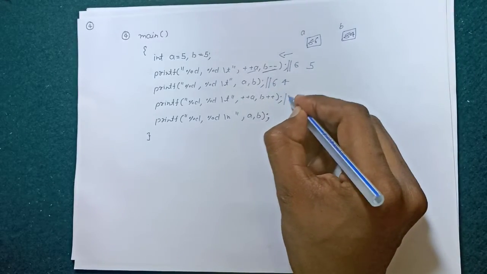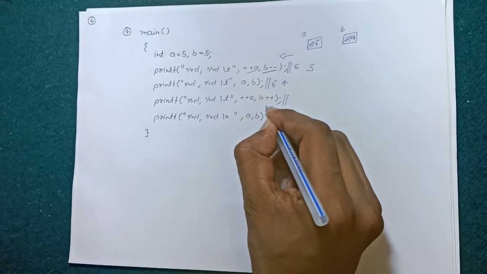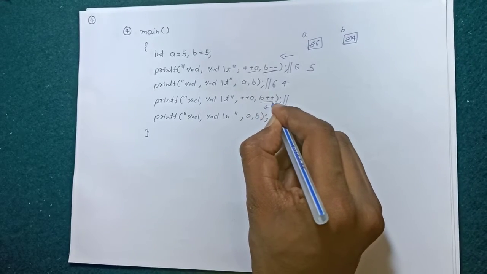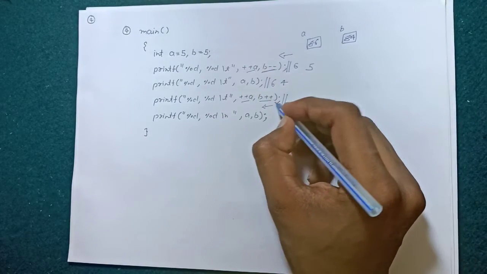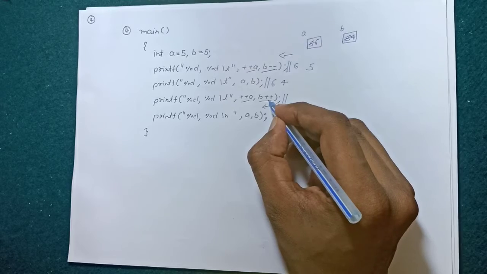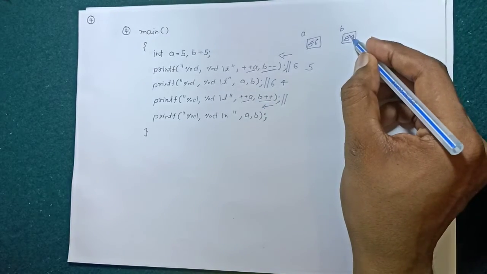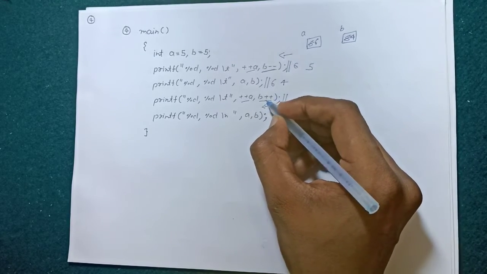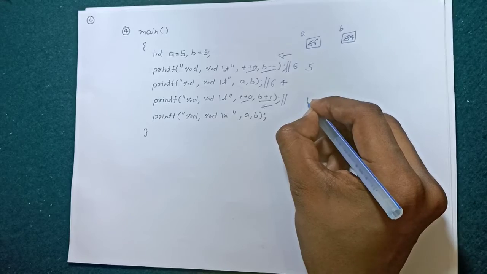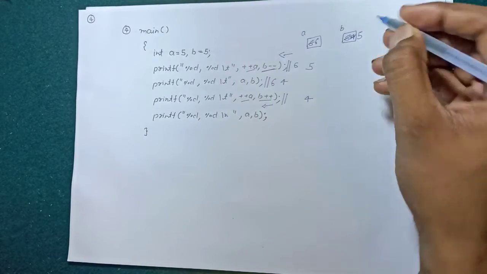Okay, so here again the printf function evaluates from right to left. So first of all b++ is computed, then ++a is computed. As we can see, b++ is post increment, so first the value of b is printed, then the value of b is increased. What is the value of b? The value of b is 4. Now the value of b is increased, that is 5.